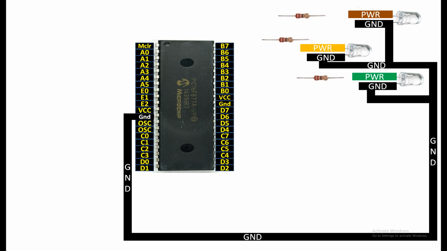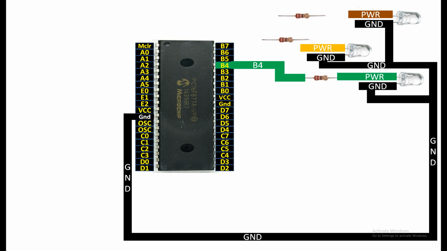Then guys, for the longer pin, you will need a 220 ohm resistor for each LED. So we are going to need three 220 ohm resistors for three LEDs. Now guys, let's start from the bottom LED. You connect the power pin to one end of the 220 ohm resistor like this. Then from the other end of the 220 ohm resistor, you can use any digital input output pin of your PIC. I'm going to use pin number B4 for the bottommost LED.